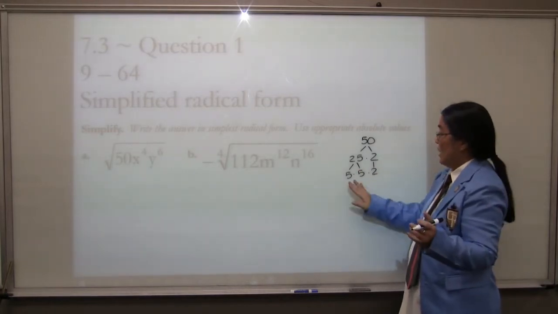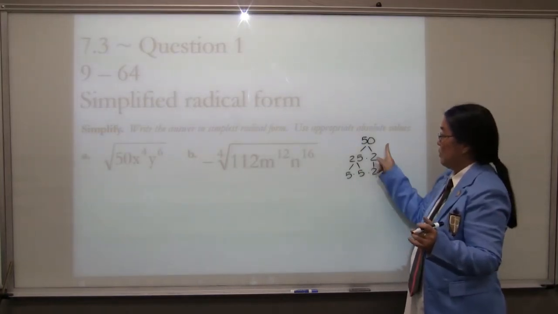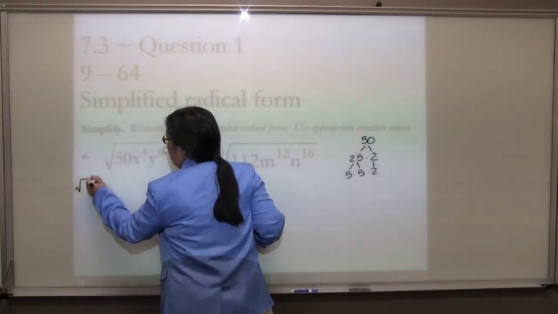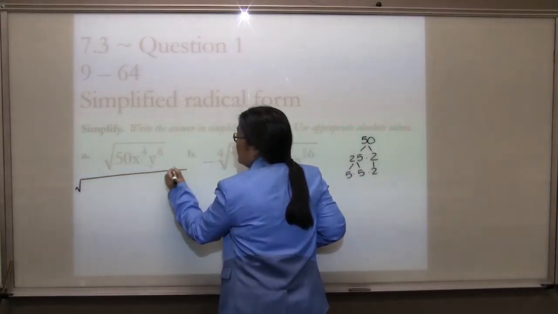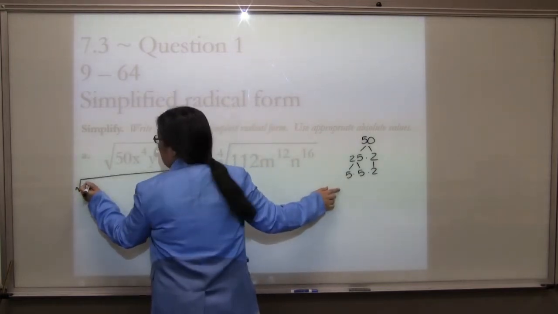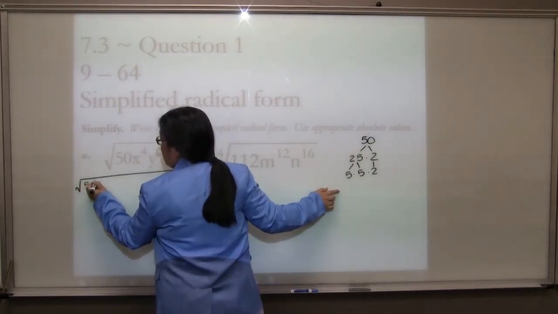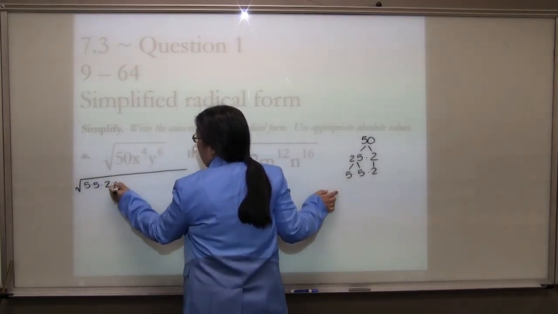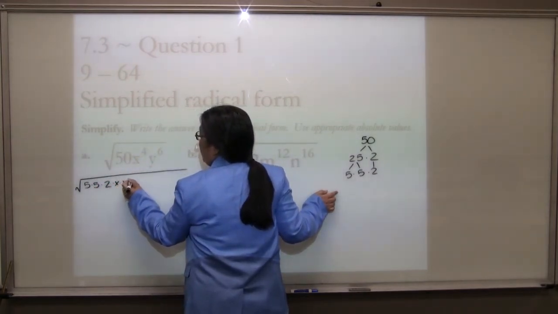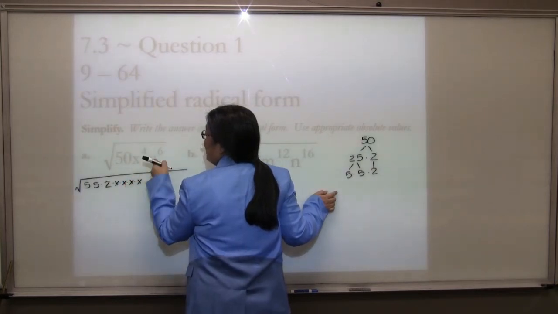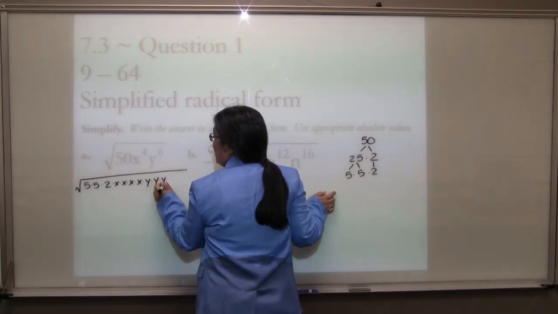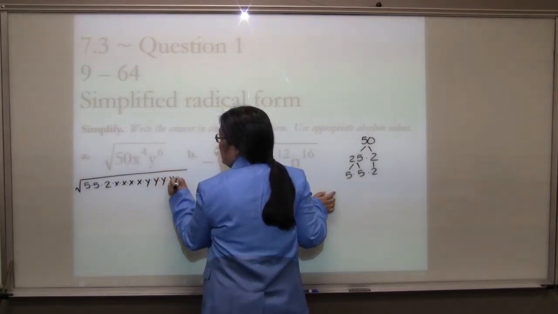So over here, take a look at how 50 breaks up. I'm going to actually take a moment and write it all down. I would not necessarily expect you to do this, but 50 breaks up into 5 times 5 times 2. There are 4 x's. I'm going to write 1, 2, 3, 4 x's, and 6 y's. And this is just to introduce you to this section.